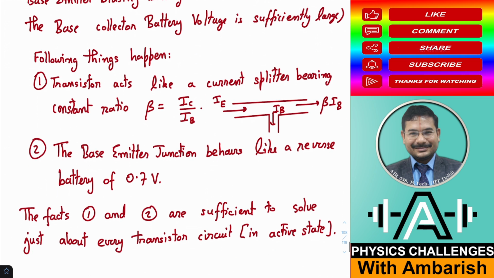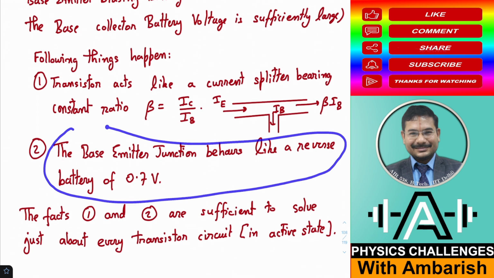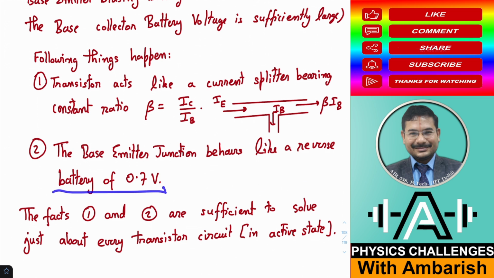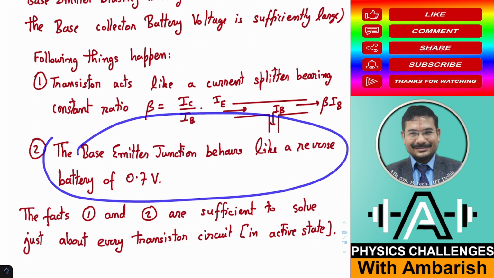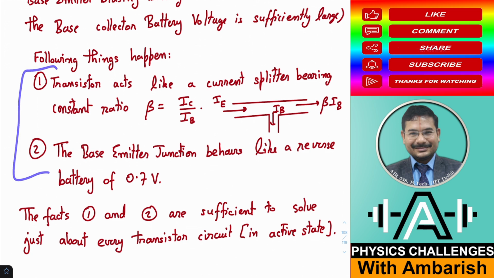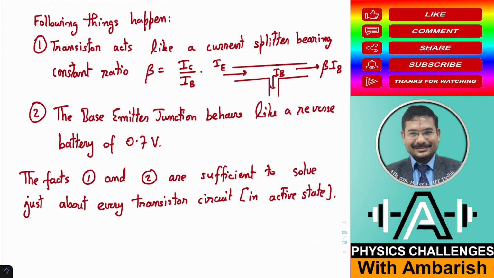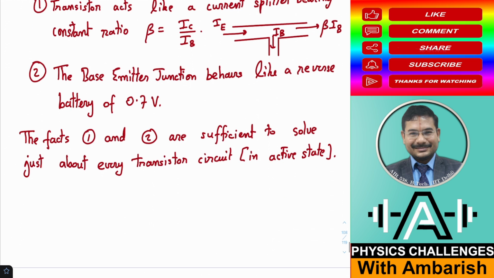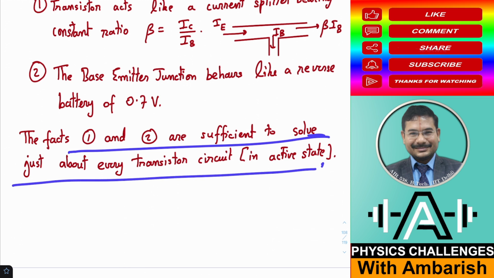And the base emitter junction behaves like a reverse battery of 0.7 volts. So in the base emitter junction you can think that there is some kind of reverse pumping mechanism of 0.7 volts. But still the water can flow even if there is some reverse pumping arrangement. Again, the physics of it I am not discussing right now. After you are able to solve the circuit, then we will see the physics of it. So facts 1 and 2 are sufficient to solve just about every transistor circuit.